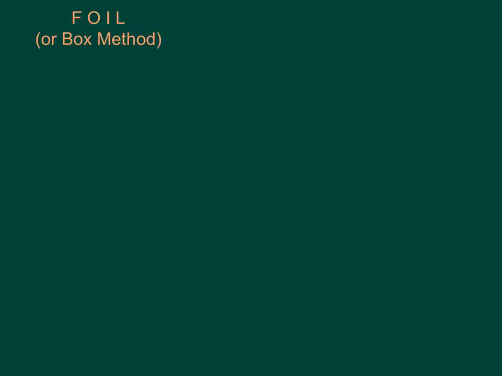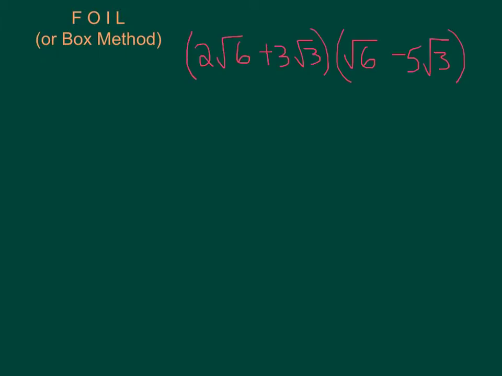For the next example, we're going to use the FOIL method. But if you prefer the box method, you can try using the box method and then just check your answer at the end. So for this example, we have 2 square root of 6 plus 3 square root of 3 times the square root of 6 minus the square root of 3. We're going to use the FOIL method, so remember that FOIL stands for first, outside, inside, last.